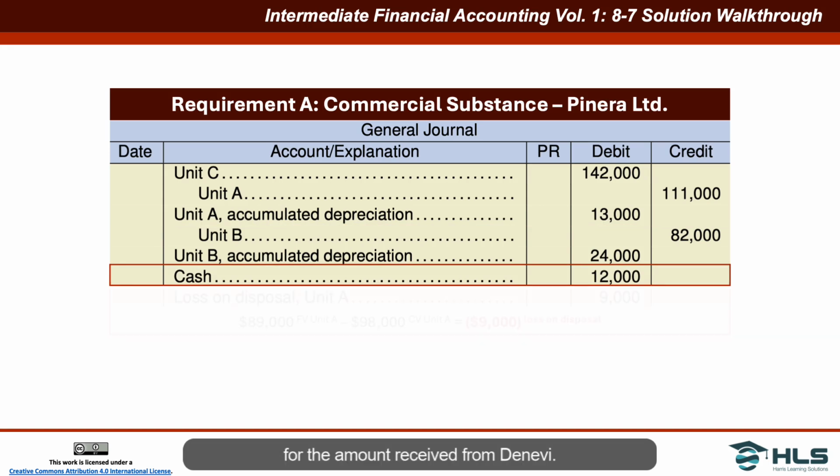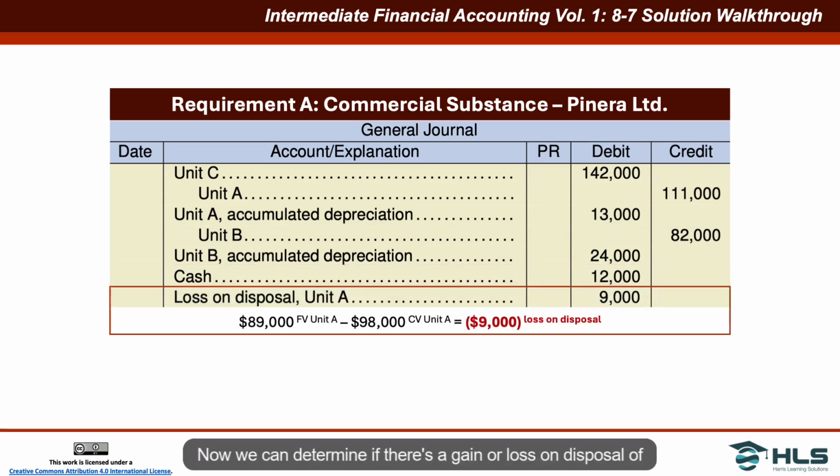received from Denevy. Now we can determine if there's a gain or loss on disposal of each of the units. Starting with Unit A, we determine that there is a loss on disposal of $9,000, calculated as the $89,000 fair value less its $98,000 carrying value. This means that the value carried on Panera's books is $9,000 higher than its fair value, and that results in a loss on disposal. So we will debit a loss on disposal account for Unit A for $9,000.